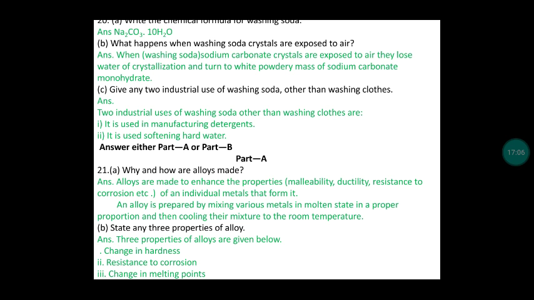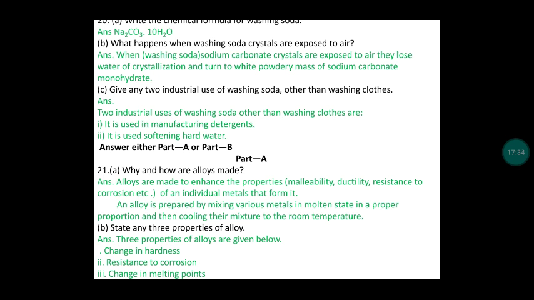Here the question number 20A is, write the chemical formula of washing soda. Sorry, the alignment is not proper, but you can note the question. Write the element and write the chemical formula for washing soda. That will be Na2CO3 hydrated with 10H2O.